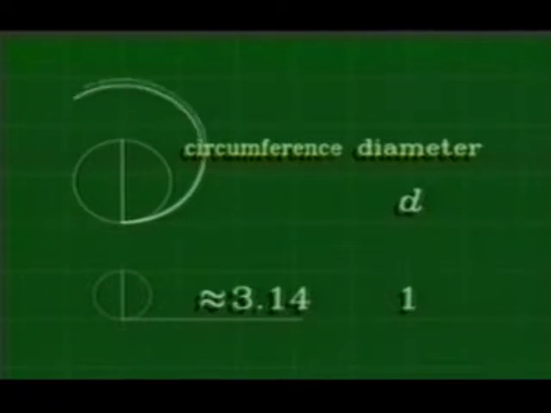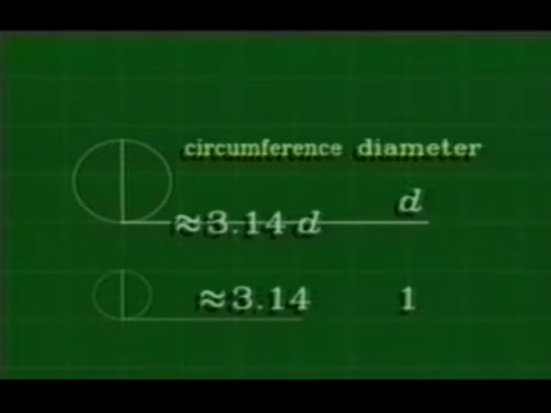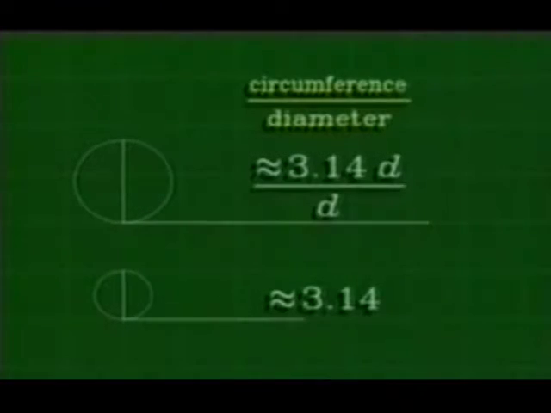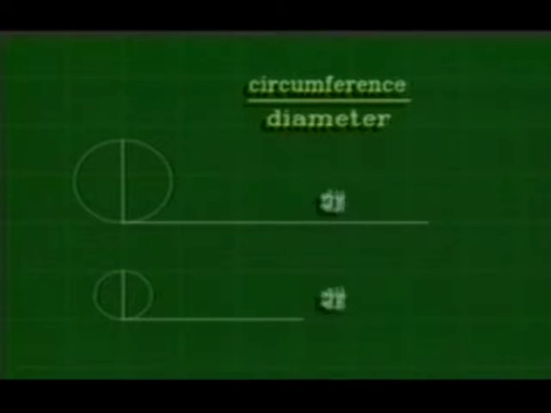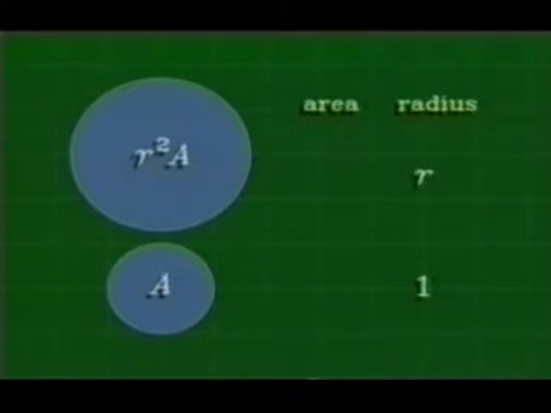The circumference of any circle is a little more than 3 times its diameter. In other words, the ratio of circumference to diameter is about 3.14, a fundamental constant of nature denoted by the Greek letter pi. The area of a circular disk is some number times the square of its radius. This factor A is another fundamental constant of nature. Surprise! It's the same number pi.